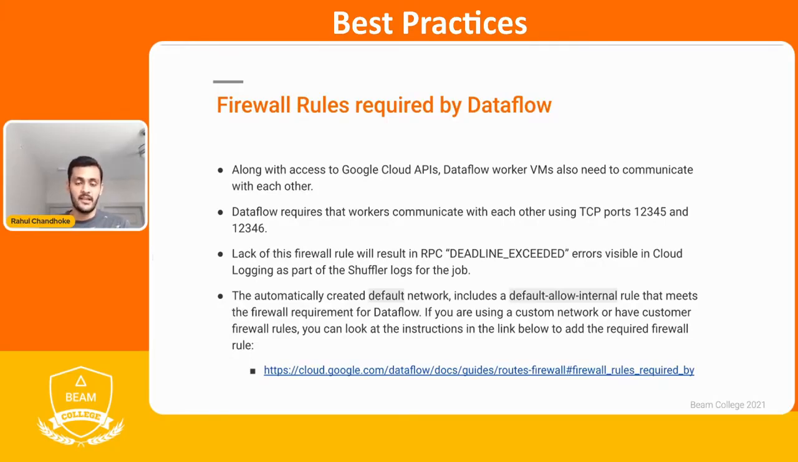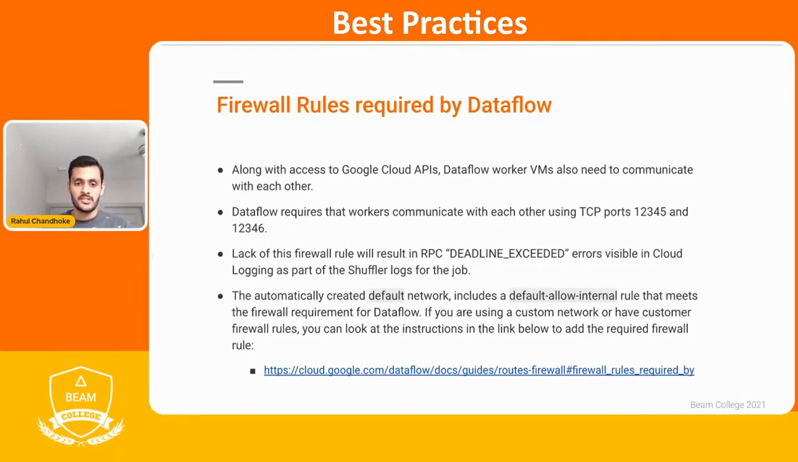Like I said, if you are not using a custom network, if you use the default network that comes in every GCP project when you create it, that does automatically allow this inter-worker communication. And if you're just continuing to use that default network, there is nothing really that you need to do on your side.